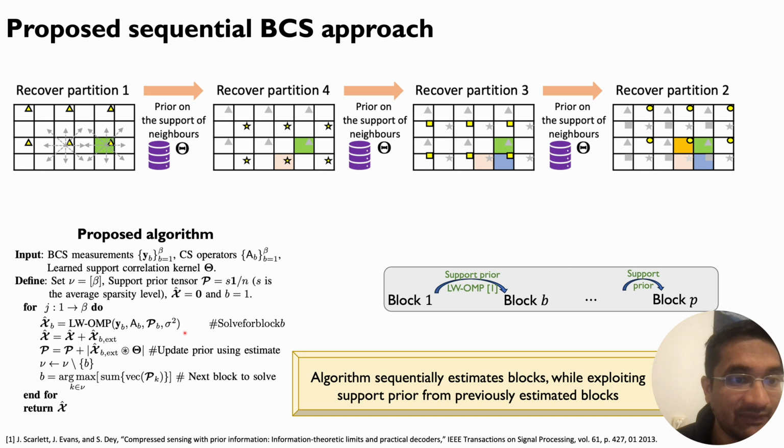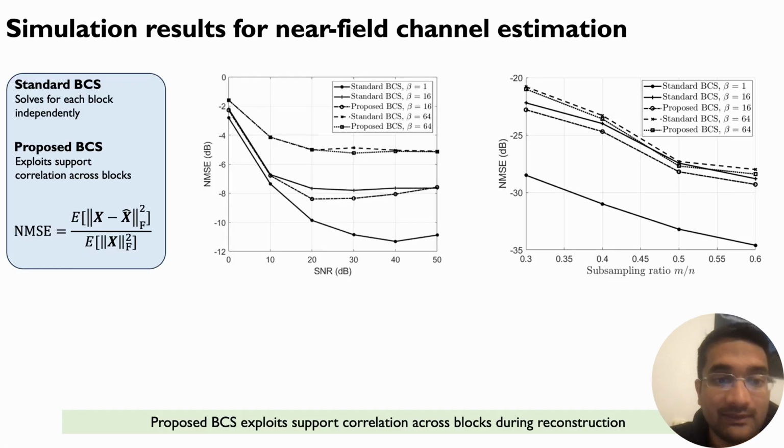As you can see, we solve for one block, and make use of the reconstruction here together with the support correlation kernel learned from the data set to determine the prior that a particular entry over here is non-zero. Now we use that prior to solve for the next block. This procedure is carried out until we hit all the beta blocks in our problem. Now let's take a look at the results for near field channel estimation.